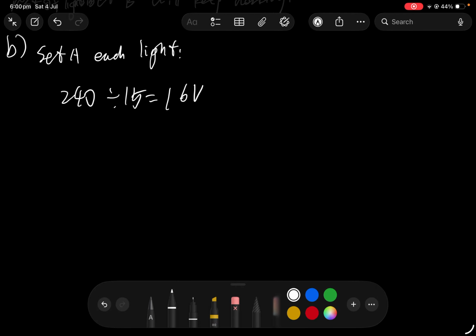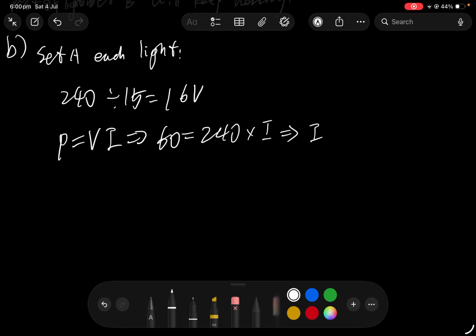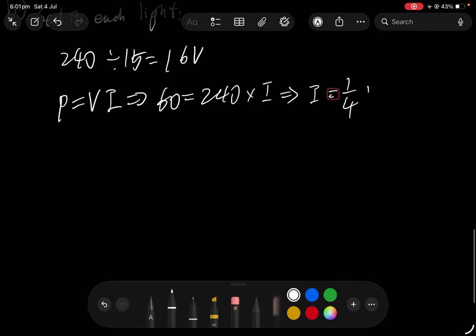And then because the currents are the same in all the lights inside a series circuit, we just have to calculate the current of the total circuit, which is given because we're given the power. We can use the power equals VI formula, so 60 watts equals 240, which is the volts, times I. That means I equals 1/4 amps.